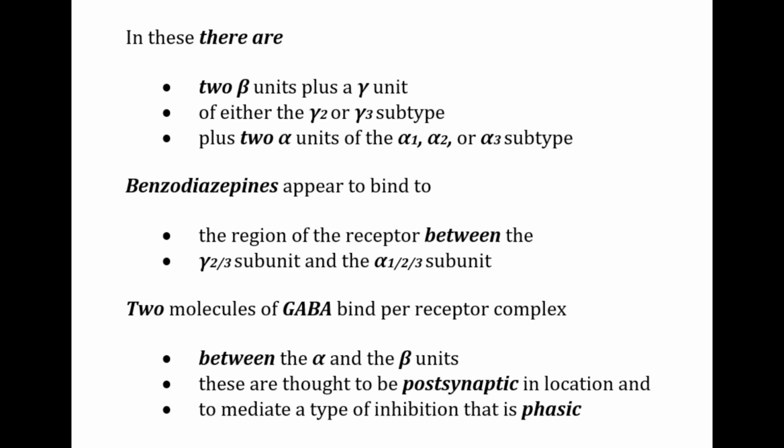Benzodiazepine-sensitive GABA A receptors. In these, there are 2 beta units plus a gamma unit of either gamma 2 or gamma 3 subtype plus 2 alpha units of the alpha 1, 2 or 3 subtype. Benzodiazepines appear to bind between the regions of the receptor between the gamma and alpha subunit. 2 molecules of GABA bind per receptor complex between alpha and beta units. These are thought to be postsynaptic in location and to mediate a type of inhibition that is phasic.